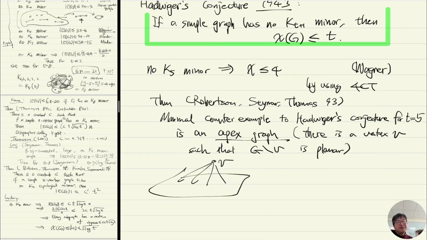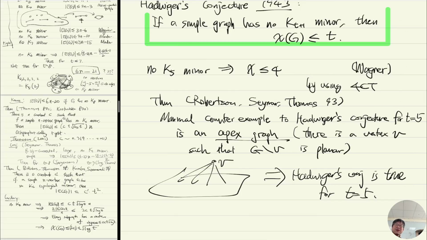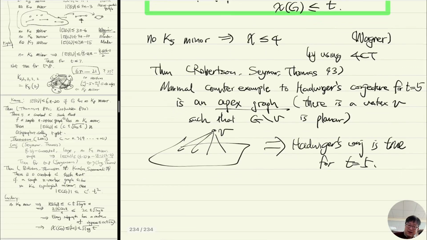So if you have an apex graph, then I can remove a single vertex, the remaining graph is 4-colorable, and then this single vertex, you give it a new color, then you only use 5 colors. If you use only 5 colors, then that's not a counterexample. So this implies that Hadwiger's conjecture is true for t equal to 5. And now it's completely open for any values of t bigger than 5.